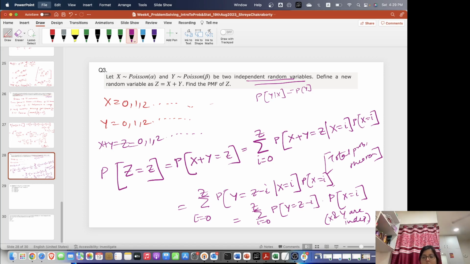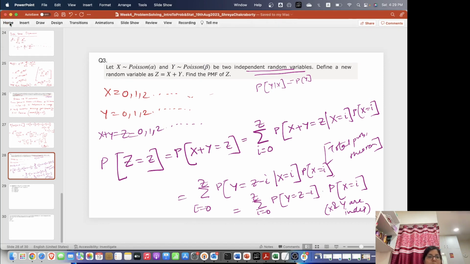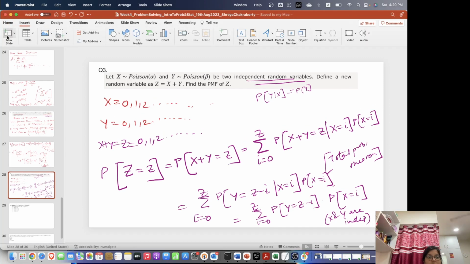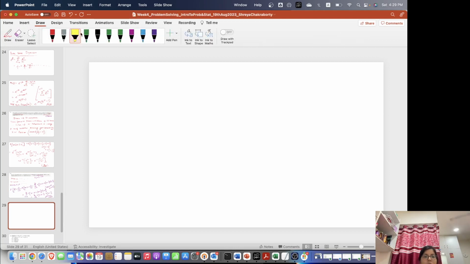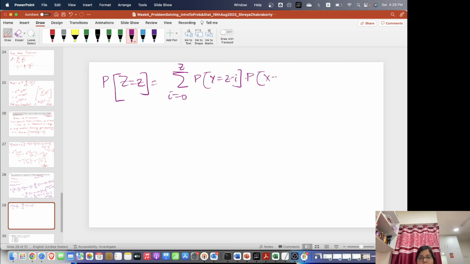Okay. So now once we have this, we just have to expand. So we have probability Z equal to z equals summation i equal to 0 to z, probability Y equal to z minus i into probability X equal to i.